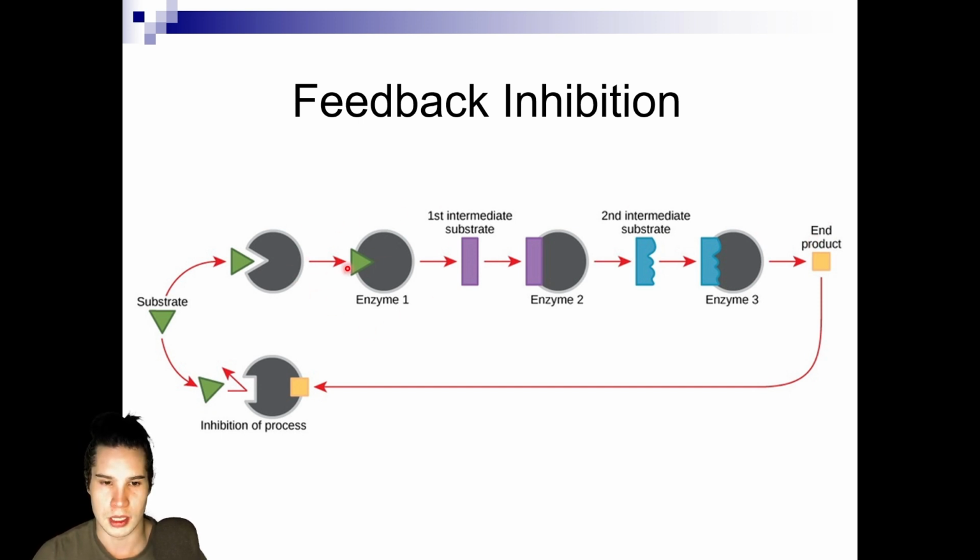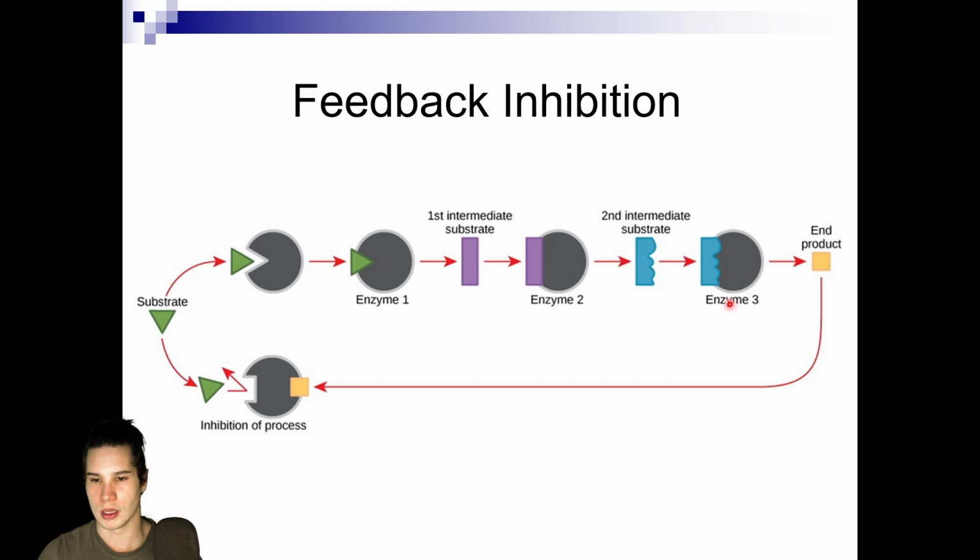Your enzyme 1 is going to take this green triangle, that's its substrate. It's going to convert that green triangle substrate into a product, and that product is a purple rectangle. Now your enzyme 2, the next step in this assembly line, is going to take up that product of enzyme 1 and convert it into a blue blob. So enzyme 2 converts the purple triangle into the blue blob.